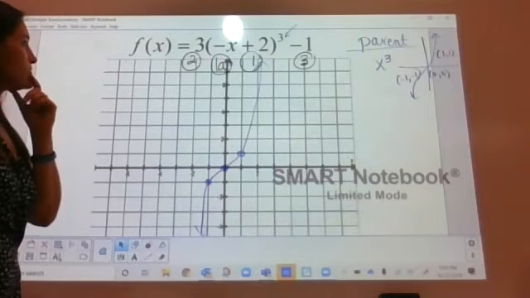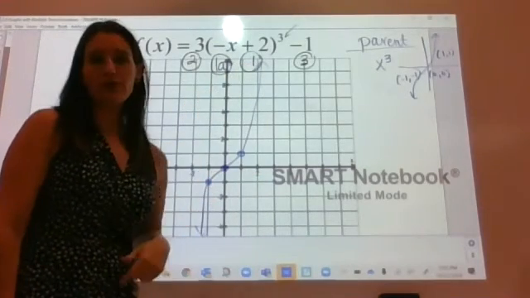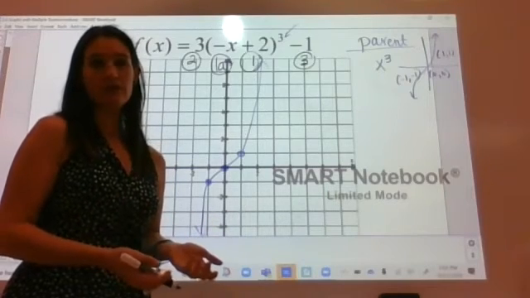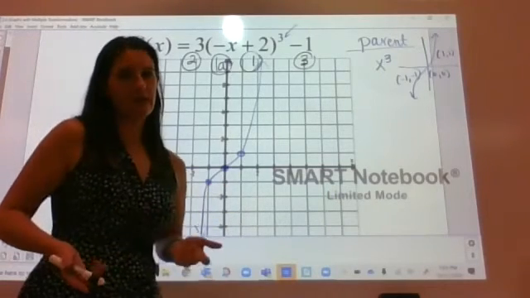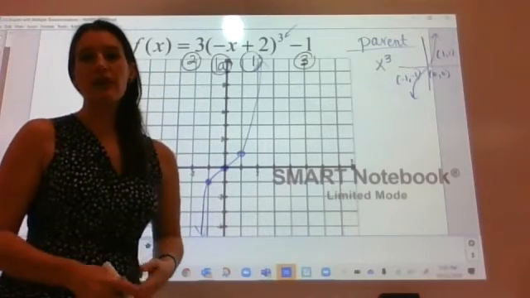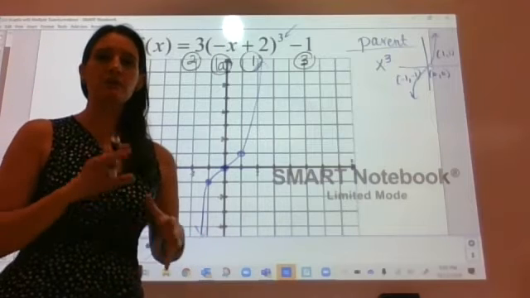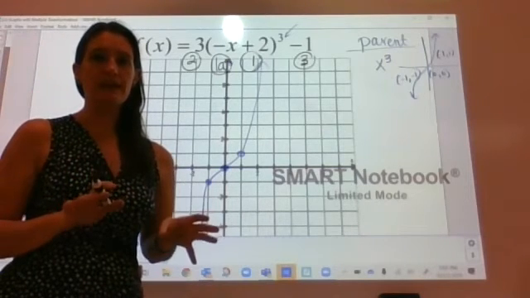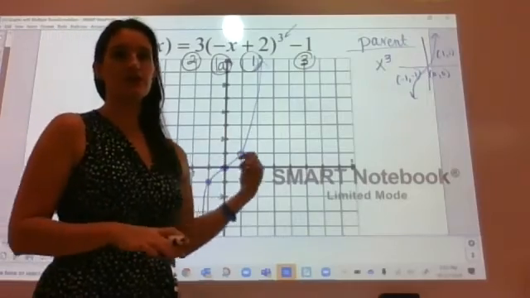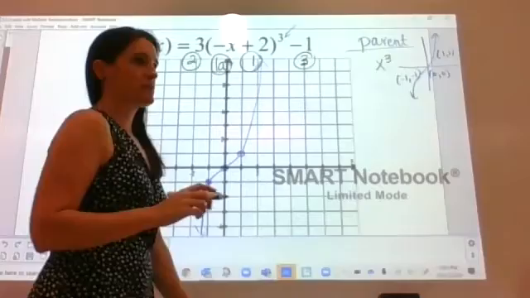Now, I told you that when you're trying to do the order of transformations, it's like PEMDAS, right? You do everything inside parentheses first. But this time, we have 2 things inside parentheses. So in case you're wondering, which of those do I do first, the +2 or the negative? It's always going to be the +2. It's always going to be your H value, your horizontal shift, okay? Then you can do that negative in front of the x. And so we'll talk about what that means in just a second.